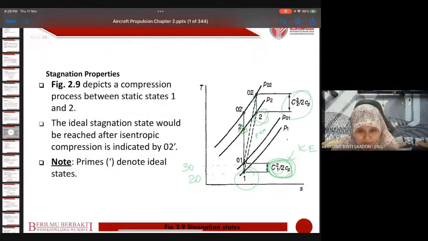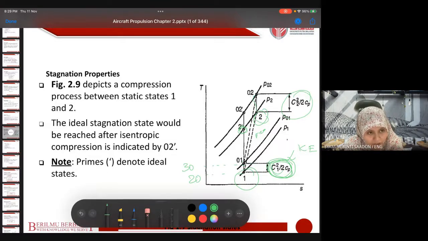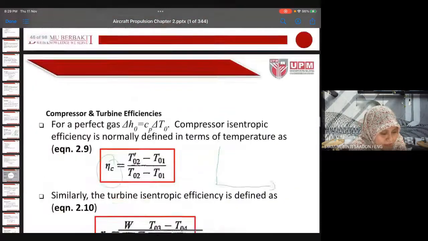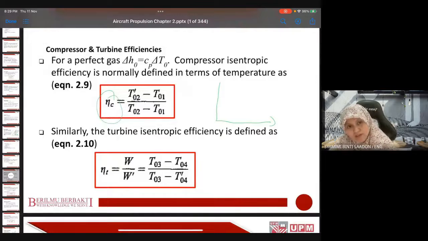This is now. Okay, so the change of temperature T01 and T02 prime over the T01 and T02. Okay, ideal versus actual. So the difference of this temperature over this, the real process. Okay, so that is the efficiency for the compressor, actual versus ideal. Actual over ideal.